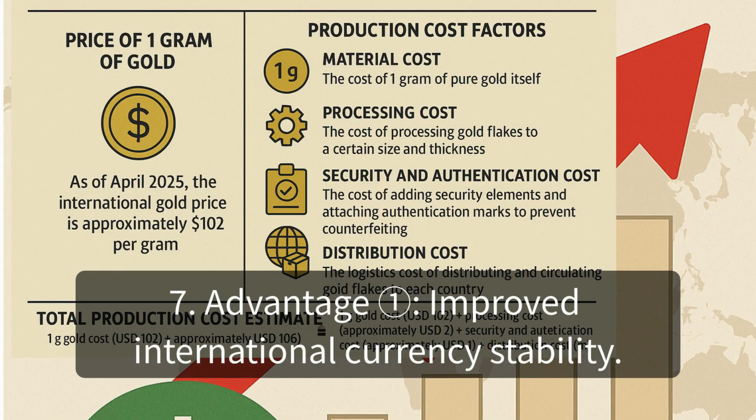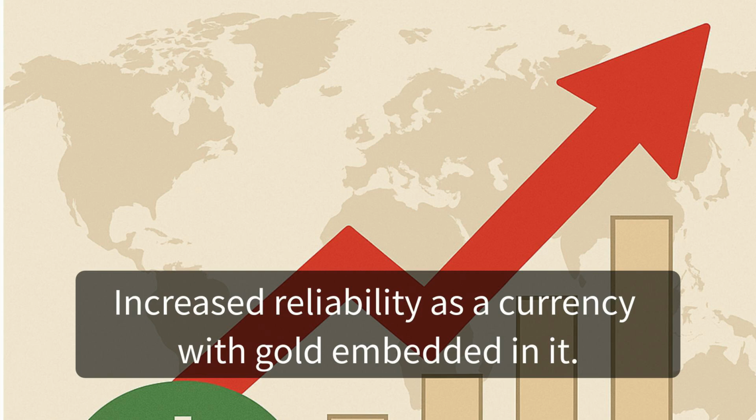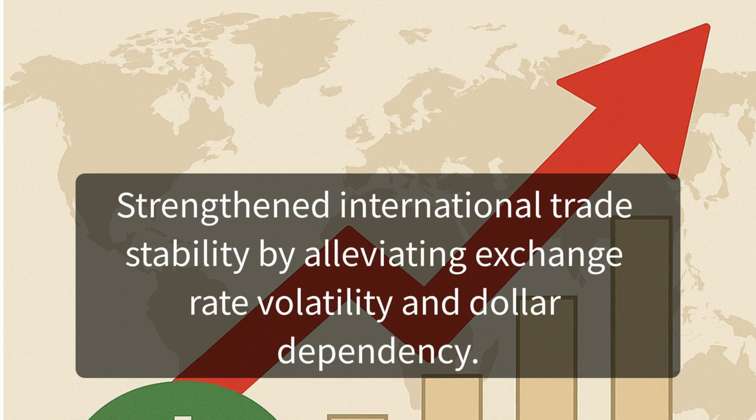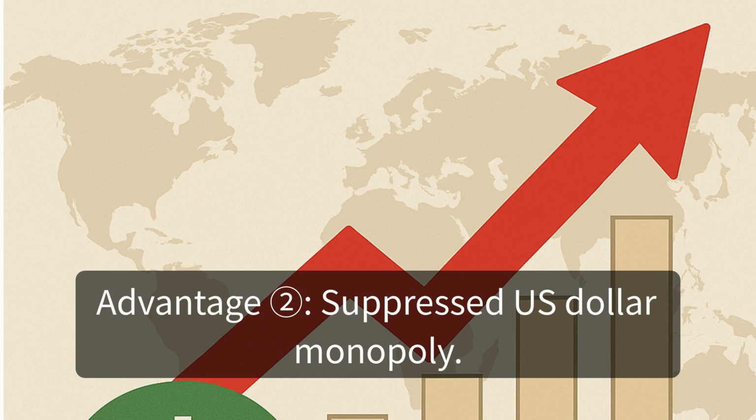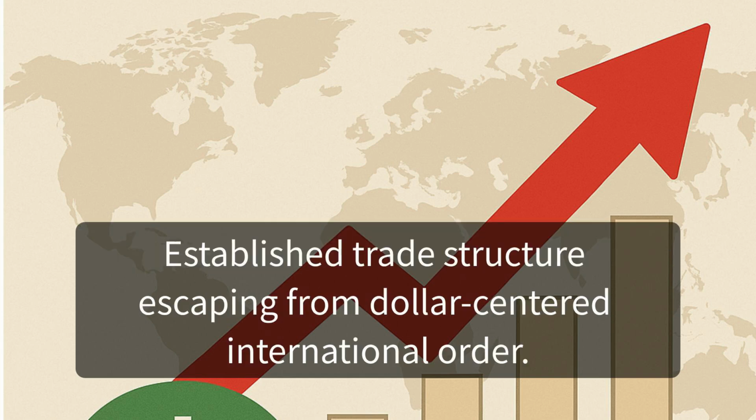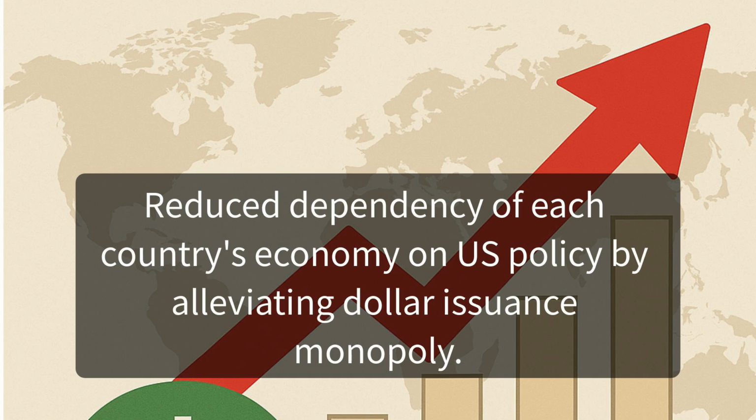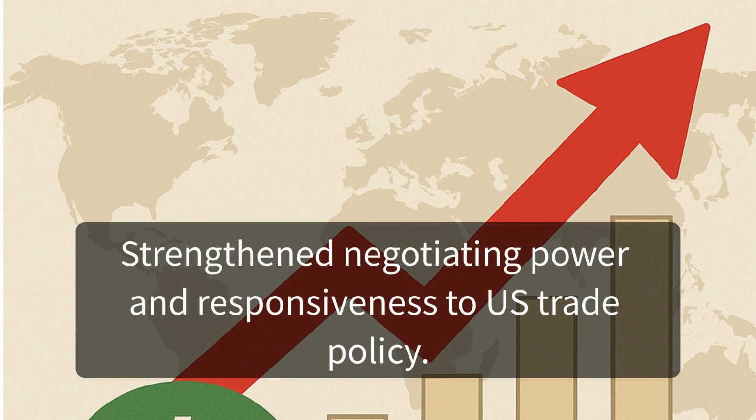7. Advantage 1. Improved international currency stability. Increased reliability as a currency with gold embedded in it. Strengthened international trade stability by alleviating exchange rate volatility and dollar dependency. Advantage 2. Suppressed U.S. dollar monopoly. Established trade structure escaping from dollar-centered international order. Reduced dependency of each country's economy on U.S. policy by alleviating dollar issuance monopoly. Strengthen negotiating power and responsiveness to U.S.